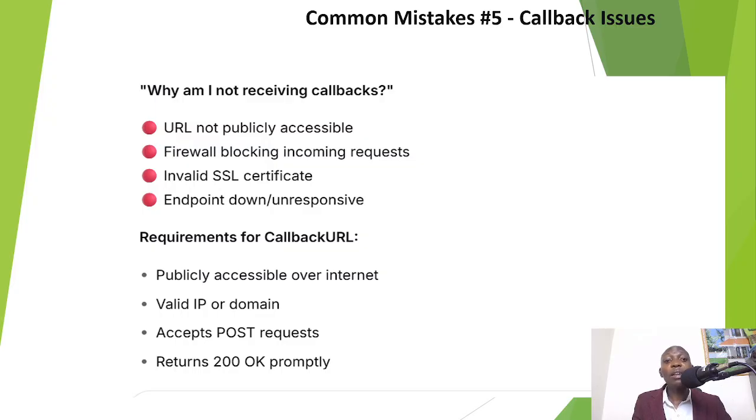Because the URL you are using is not publicly accessible, or sometimes your organization has firewalls that are blocking some incoming requests. So M-PESA sent the callbacks, but your organization firewall blocked them. The other one is maybe you have an invalid SSL certificate, or your endpoint is down or unresponsive, or sometimes you are using some restricted agents like ngrok. Do not use ngrok in production. It is blocked. Don't use it.